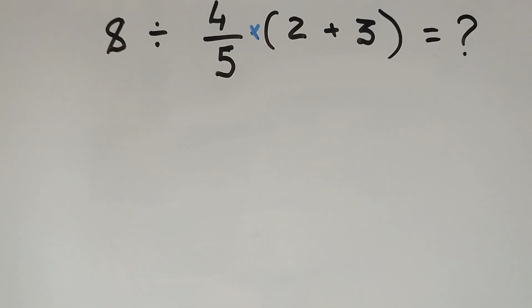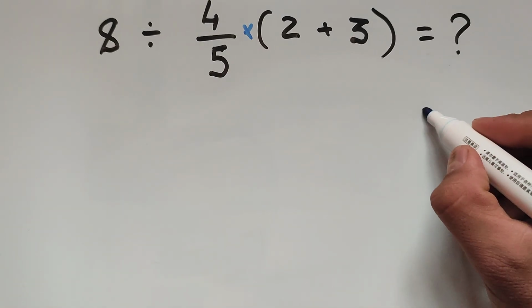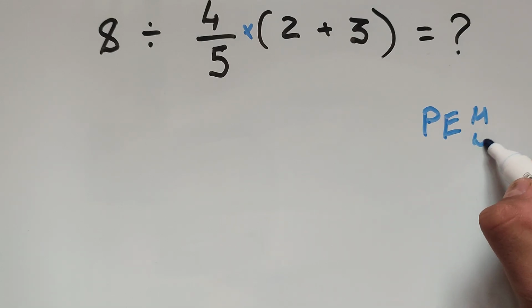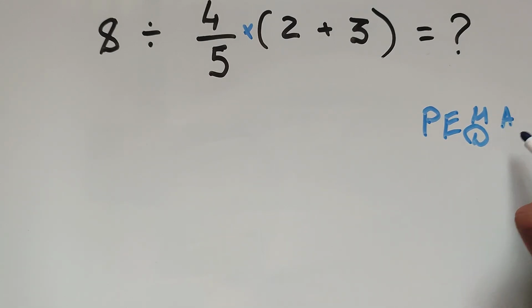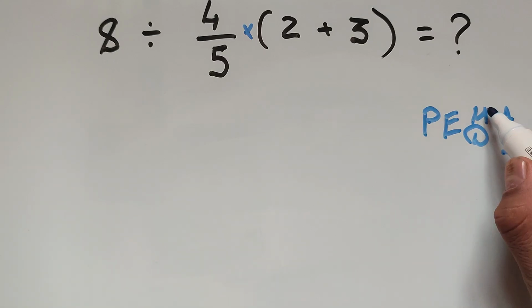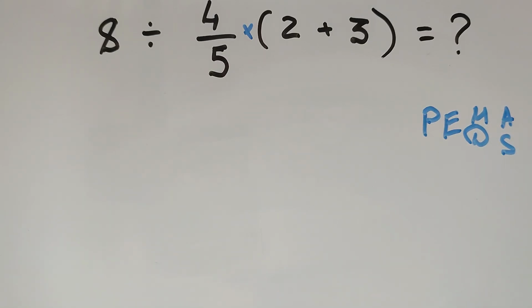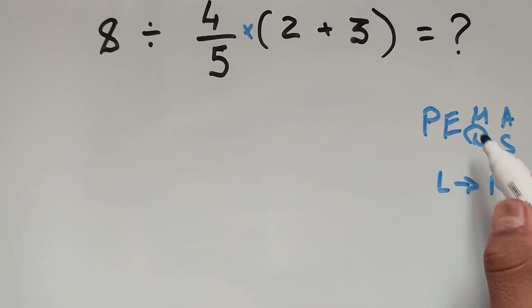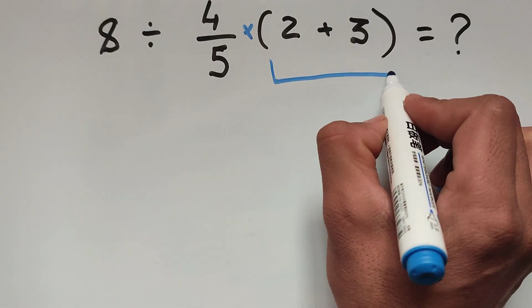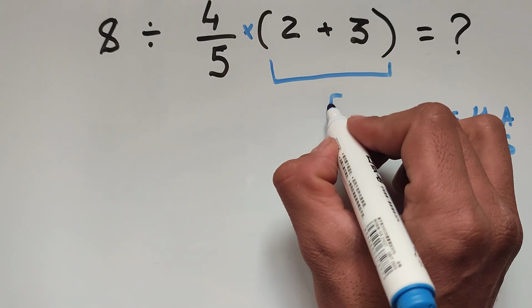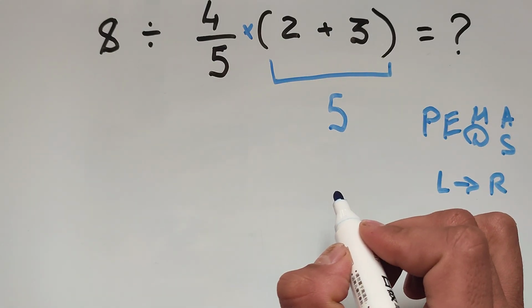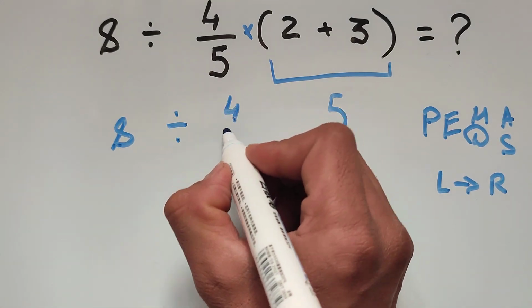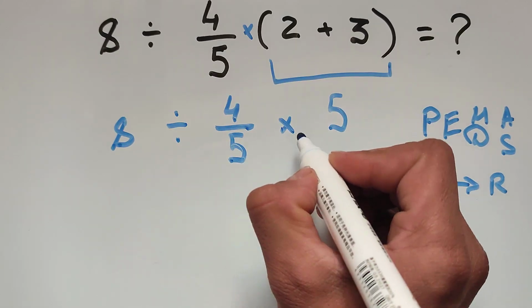according to the order of operations, first we have to begin to work inside the parentheses and then exponents, after that multiplication or division, and finally addition or subtraction. Here multiplication and division have equal priority, that's why we have to begin to work from the left to the right. And according to this rule, first we have to work inside the parentheses, and 2 plus 3 equals 5, and we have to copy the rest part of the problem. 8 divided by 4 over 5 multiplied by 5.